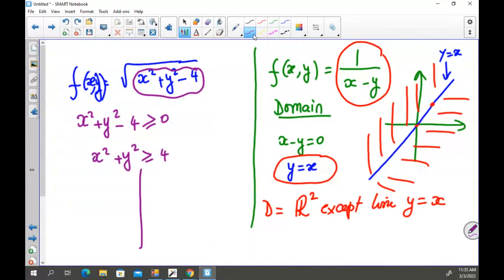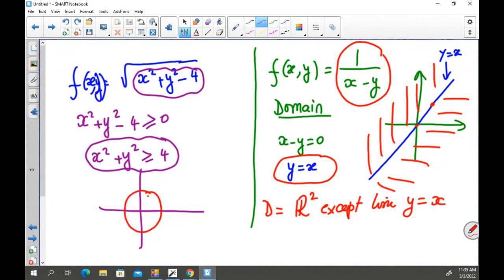What does it mean? Where is this region? First of all, if you put x squared plus y squared equal to 4, what is it? It's a circle, yeah? Circle of radius 2. Greater than or equal to 4, is it outside the circle or inside? Outside. This is the domain of our function, outside the circle.